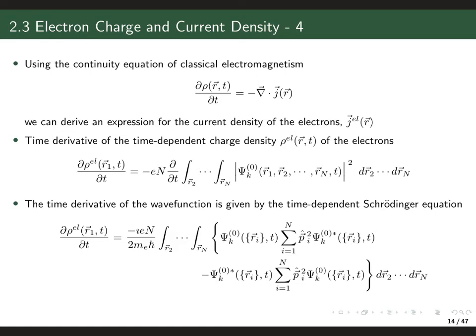Now, this is an integral over space coordinates. That's a time derivative, so I can interchange the two, which means I can put the time derivative in here, which means I have to take the time derivative of the square of the absolute value of the wave function, which of course is a product, so I have to use the product rule. And then in each of the two terms which come from the product rule, I have to take a time derivative of a time-dependent wave function.